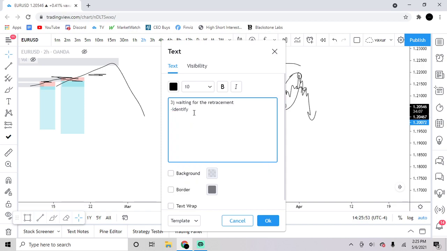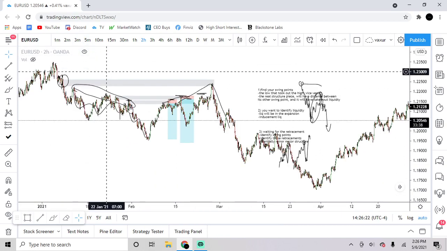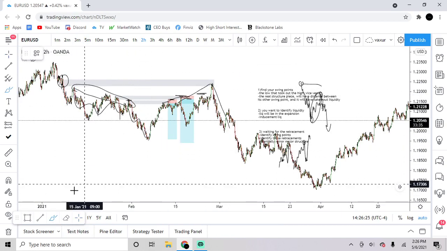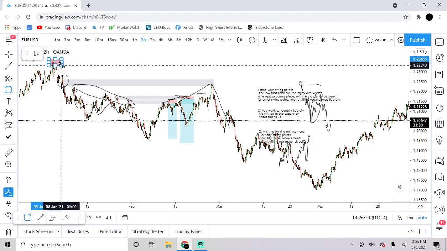Now you want to identify swing points for that. And then you want to identify those retracements. Essentially, minor, major structure. So what I mean by this is in video 2, I talk about major, minor structure, how your major structure is the swing points and everything in between them is minor structure. So you have your swing points here.